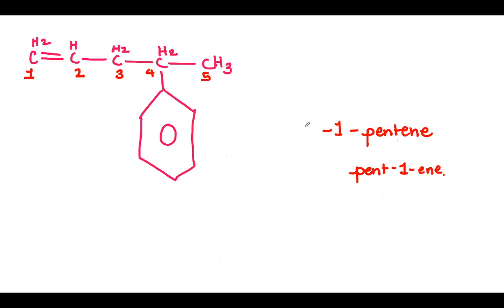Okay, so after I have that section in, now I just have to include this. So when we have a benzene as a side group, we call this a phenyl. And this phenyl is at position number 4. So it would be 4-phenyl-1-pentene, or 4-phenylpent-1-ene. Okay, so that is how you would name phenyl or benzene as a side group, which is what we call phenyl.